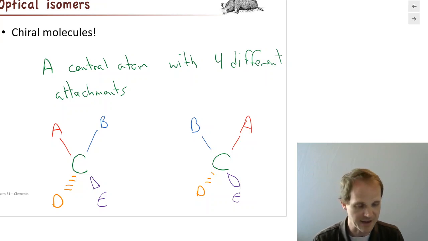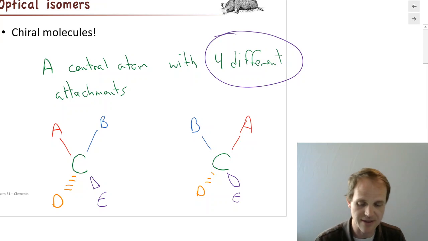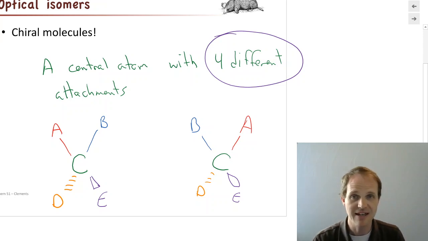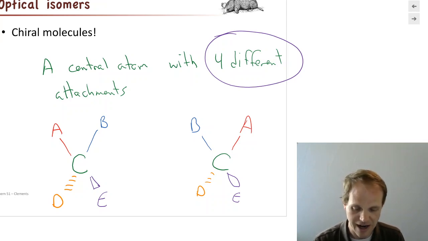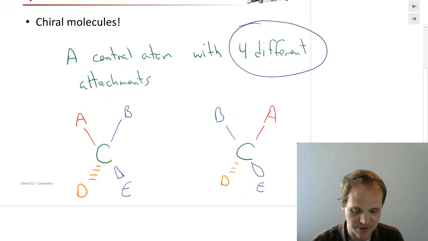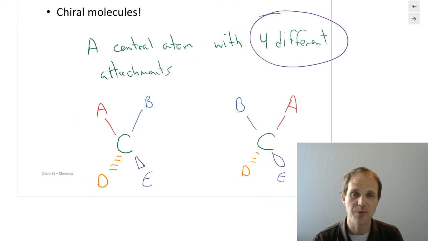So we have this situation, right? We have 4 different things attached, A, B, C, D, and E attached to my carbon, and we end up with what we call our optical isomers or chiral molecules. Why do we care about these? We care about these because they have so many interesting properties. The properties of the one on the left are going to be very different than the properties of the one on the right, and we're going to see examples of that, especially in the organic chapter.